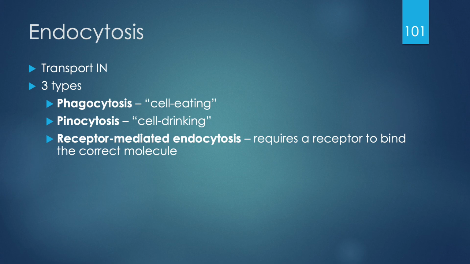There are 3 different types of endocytosis, of transporting bulk vesicular substances into the cell. So there's phagocytosis, pinocytosis, and receptor-mediated endocytosis. Phagocytosis literally translates to cell eating. So the cell is actually consuming a considerable chunk of some sort of substance. Pinocytosis is cell drinking. So in this case, of course, we're talking about a fluid more than a solute or substance. And receptor-mediated endocytosis is going to require a receptor to bind to the correct molecule to make this occur.